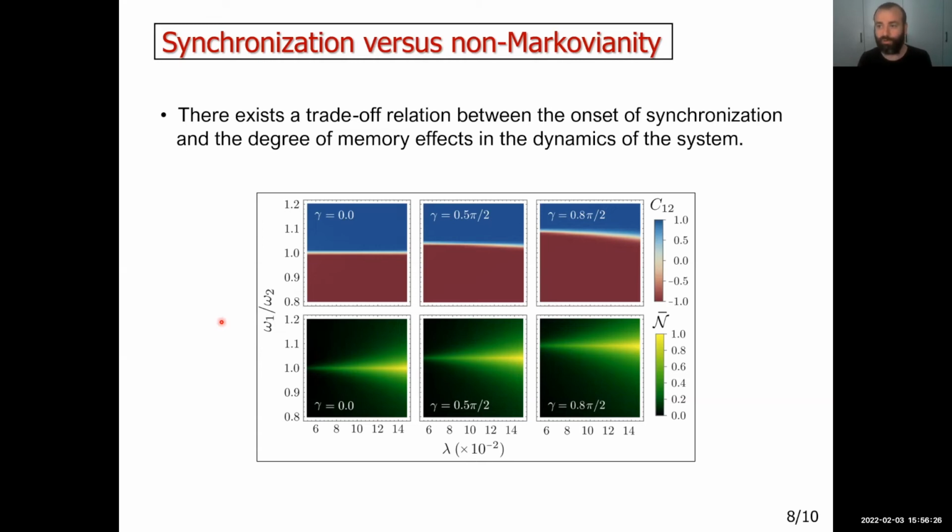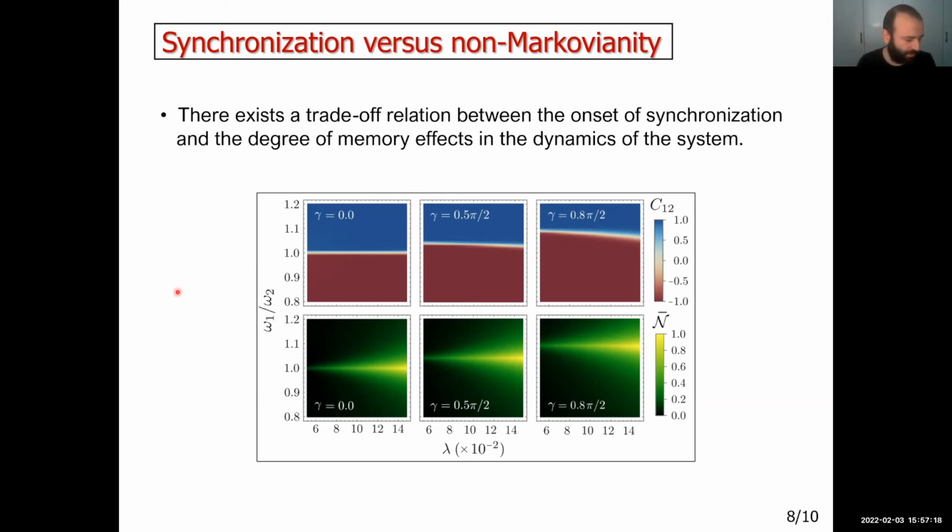So to make this problem more involved, we next turn on the intra-environment interactions, like increasing the strength of gamma further and further. What you see here in the synchronization diagrams is that this line, this asynchronization line, let's say, shifts in the upward direction, but exactly the same behavior is happening. You can observe the same behavior happening for the non-Markovianity plots. So our conclusion was there is indeed really a trade-off relation between the onset of synchronization and the degree of memory effects in the dynamics. So in other words, memory effects hinder the establishment of synchronization.